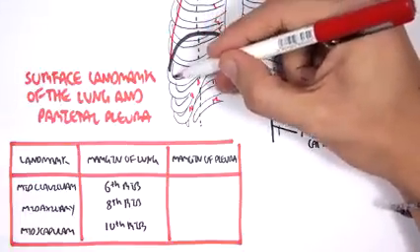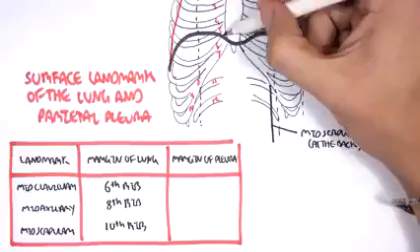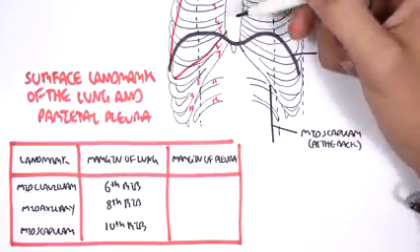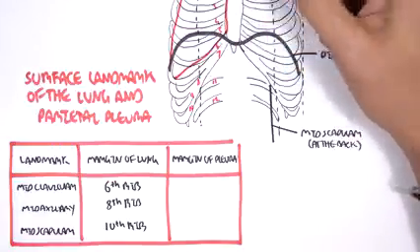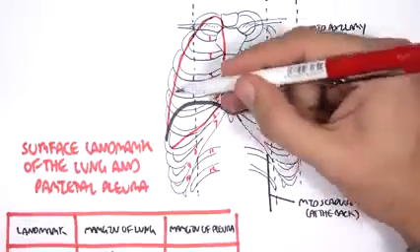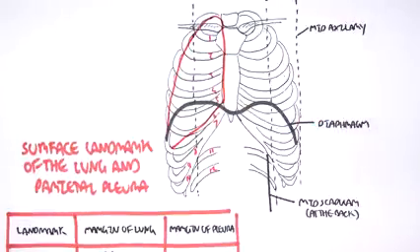So mid-axillary, it goes to the 8th rib, the lung, and then mid-clavicular, it is on the 6th rib, and at the back, mid-scapular, the lung margin is on the 10th rib.